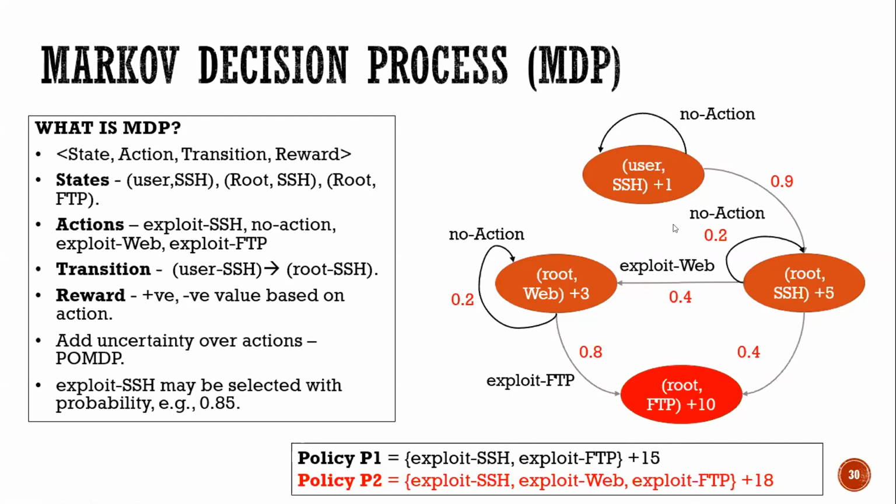So there are two policies: he can either exploit SSH, then exploit FTP, or he can exploit SSH, then go to the web server and then exploit FTP. So obviously the reward in the second policy is higher compared to the first policy. But this is for a simplified network. We can hand encode these values and solve this Markov decision process. But as a penetration tester, if we are dealing with a very gigantic network, we would want to encode this information using some of the MDP solvers.